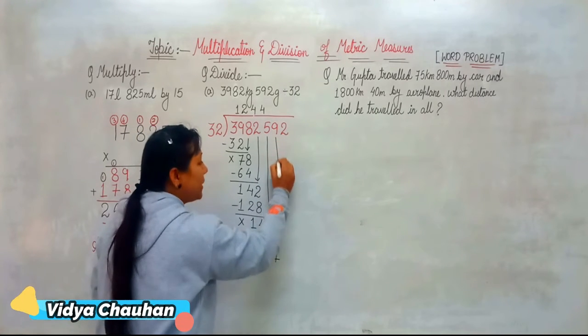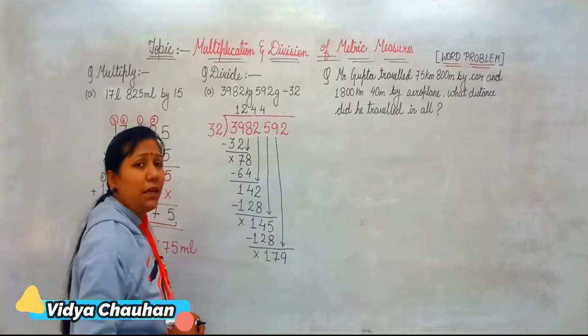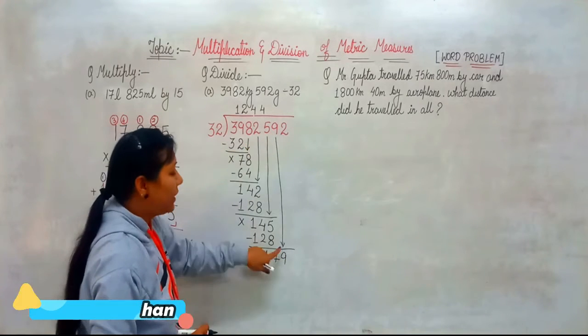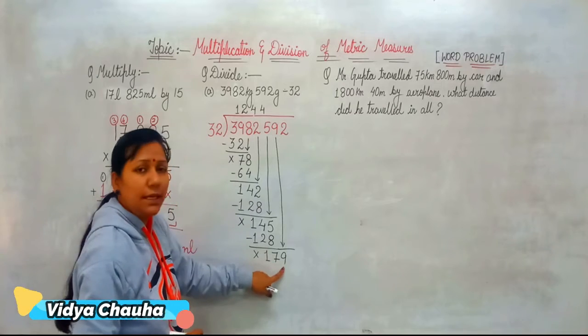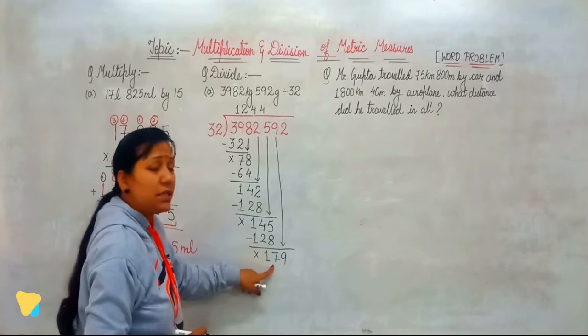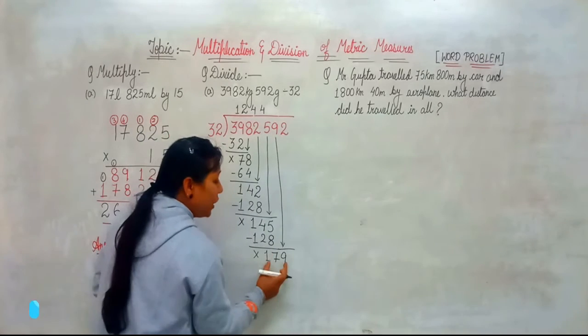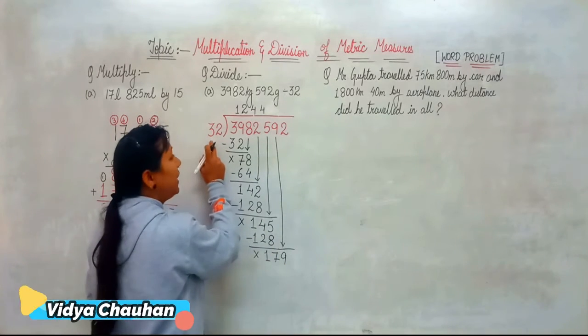What will we do next? We will bring down the next digit. The next digit is 9. So when you bring down this 9, it will become 179. Now read the table of 32, and we need 179 or less than this value. So now we have to divide 179 by 32.